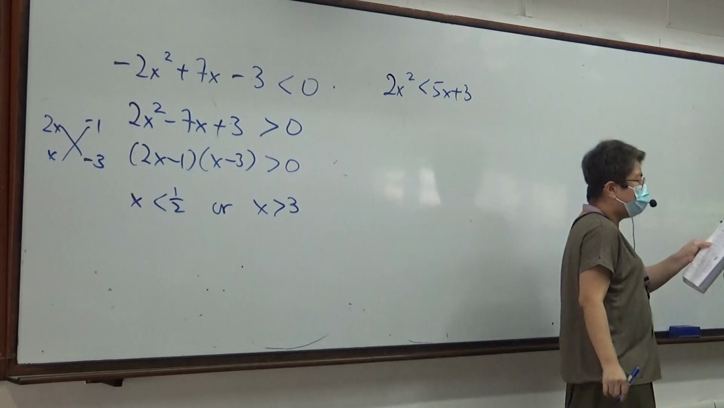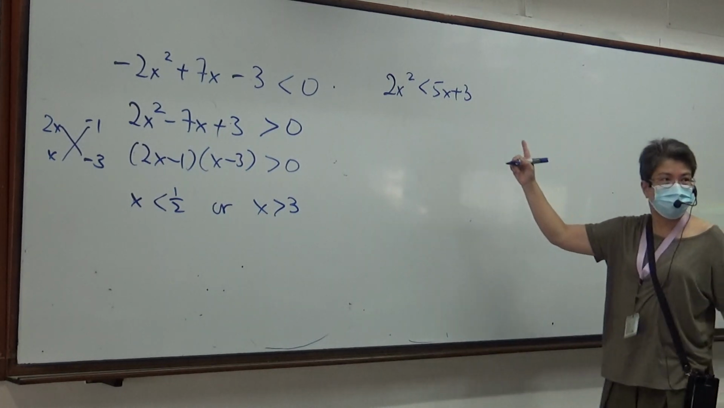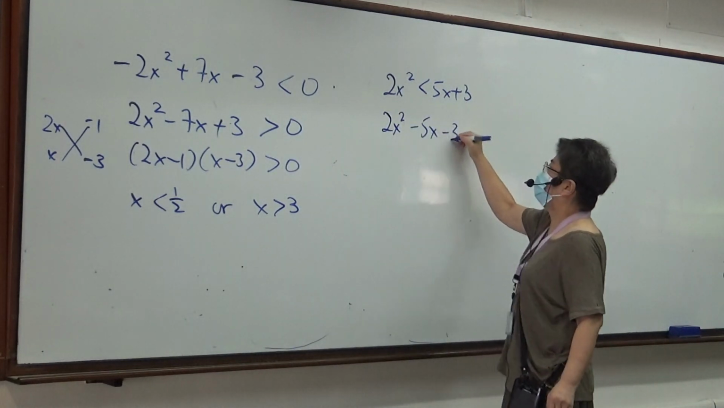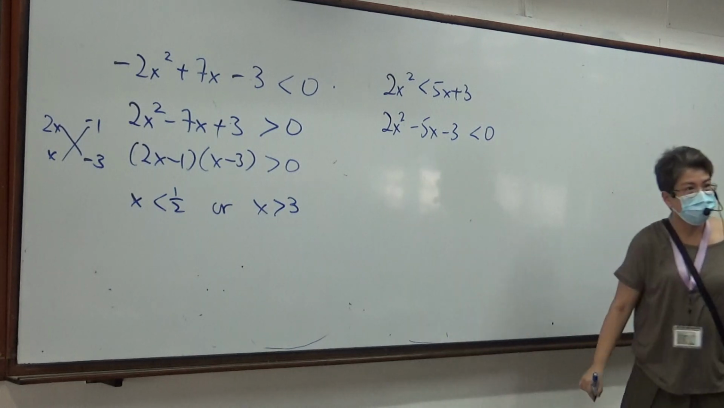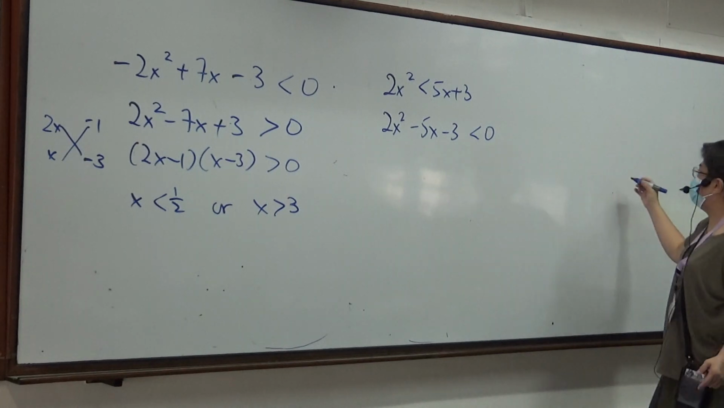And represent the solution set on another line. Okay, they want the solution set on another line. Now, look up. This is 2x squared minus 5x minus 3 less than 0, right? Check: is the coefficient of x squared positive? Yes. So let's factorize this.